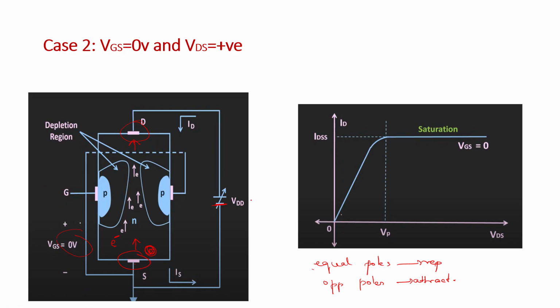And we are connecting a battery across the drain and the source. We can write it as VDS or we can write it as VDD. Okay, so now we are going to discuss this characteristics as well. So when the voltage increases, initially when the voltage is 0, current is 0 because there is no movement of electrons from source towards the drain.